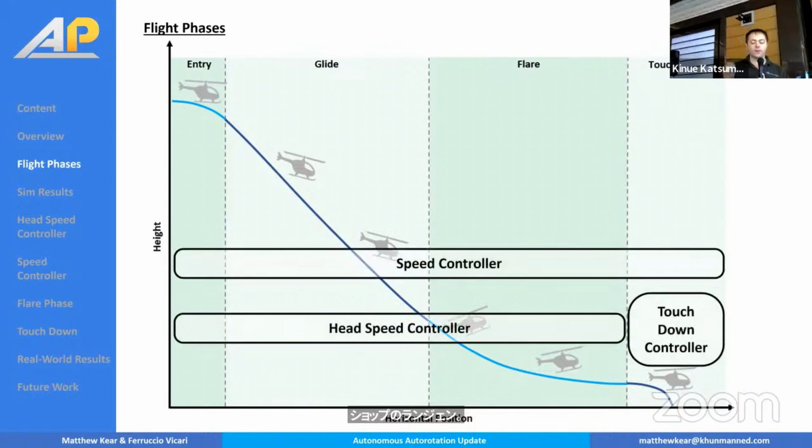I've already mentioned that there are a few different controllers. So there's an overview, or an overlay, I should say, of the controllers that we've got and where they're enacting. Speed control, that's in forward and lateral speed, is active throughout all four of the phases shown there. The head speed controller, whereby we're using collective to maintain head speed, is in the entry, glide, and flare. And then at the last part, we're flipping over to the touchdown controller, whereby we're using collective and whatever energy is left in the head to soften the landing.